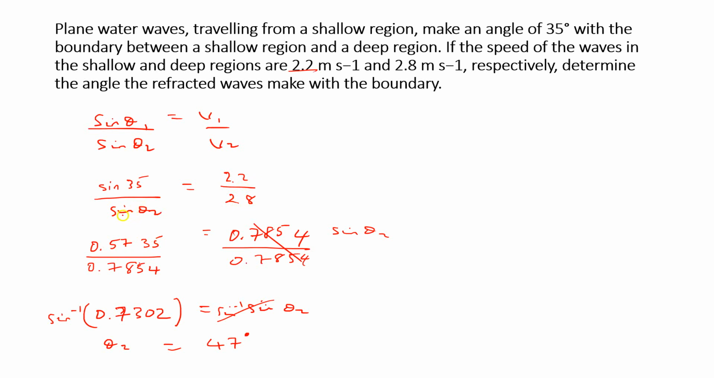Then we need to transpose to make sine theta 2 the subject, right? When that happens, we get all of this number right here. Then we want theta 2, which is the angle of refraction. You would have to find the sine inverse to get rid of the sine. The opposite of sine of a number is finding the sine inverse, so you sine inverse both sides. Sine and sine inverse cancel out, leaving you with sine inverse of 0.7302. If you do that, you find that theta 2 is 47 degrees, which is the angle of refraction.